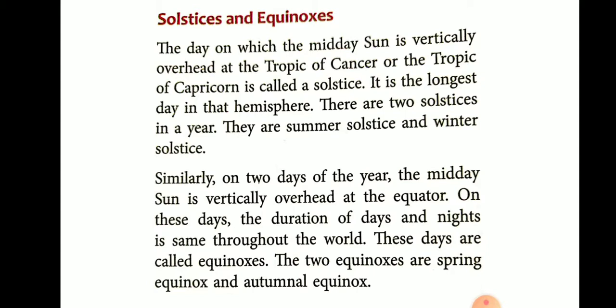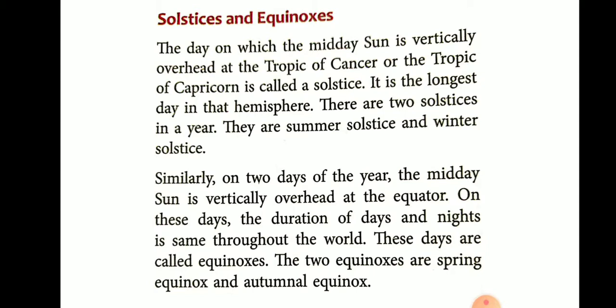So there are two solstices in a year. They are summer solstice and winter solstice. Similarly, on the days of the year, the midday sun is vertically overhead at the equator. On these days, the duration of days and nights is same throughout the world. These days are called equinox, and we have two equinoxes, spring equinox and autumnal equinox.